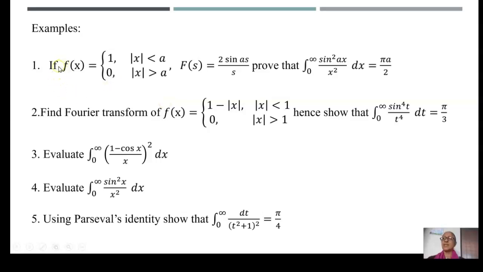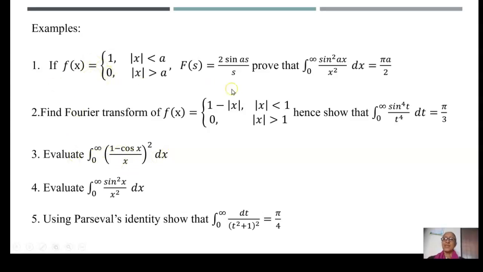Here in the first question, f(x) is provided and the Fourier transform is also provided. Then prove that the integral from 0 to infinity of sin squared ax by x squared dx equals pi a by 2. That means both f(x) and F(s) are provided in question number 1. But in question number 2, only the function f(x) is provided, F(s) is not provided. And in question number 3, both f(x) and F(s) are not provided. Directly they asked to evaluate this integral.